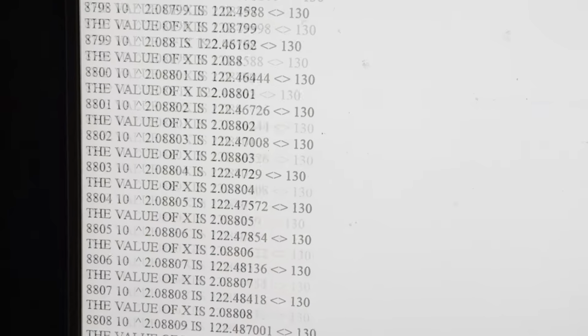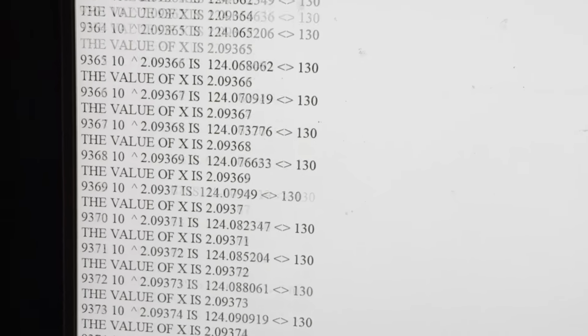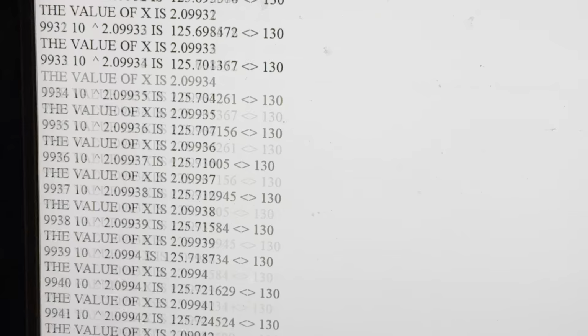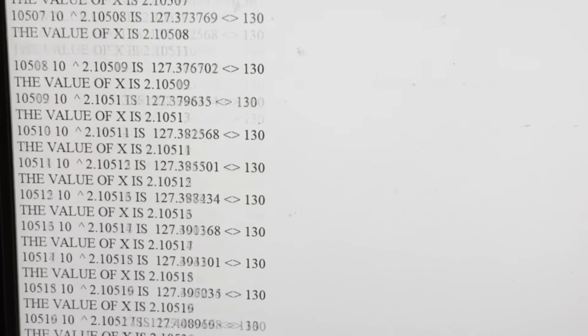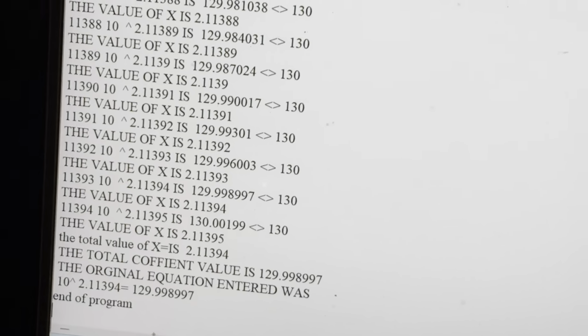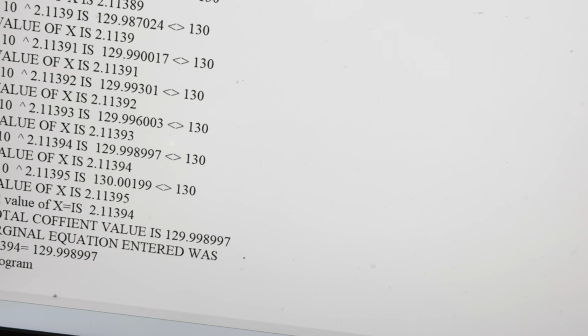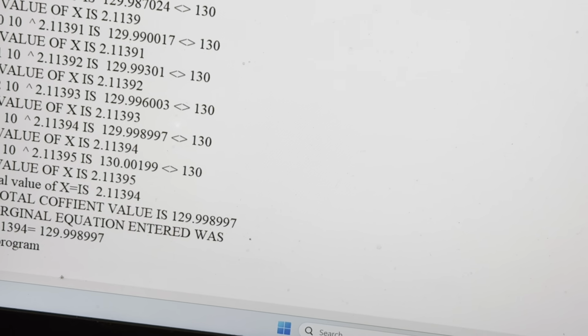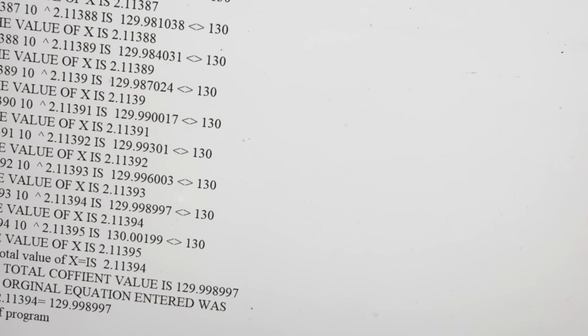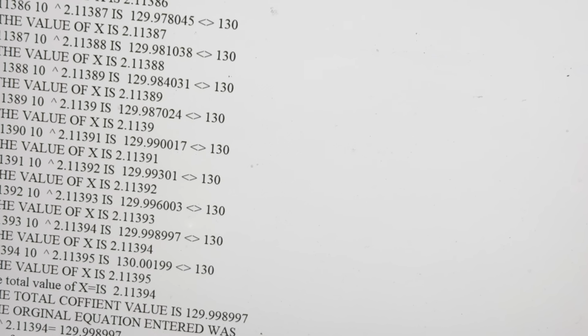Did you see? In other words, this computer program is starting at 2 and increasing by 0.0001, and it's getting an answer. So it has the total coefficient value. So what the program is saying is, if you take 10 and you raise it to the power of 2.11394, you're going to get 129.998997, which is very close to 130.